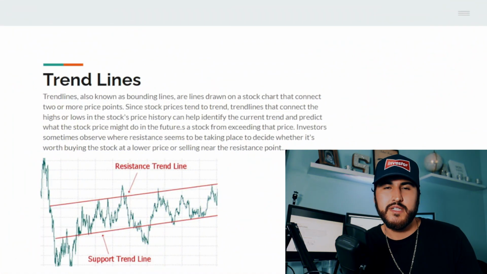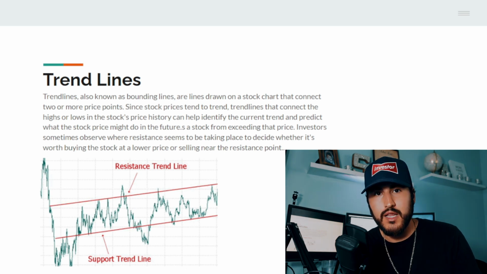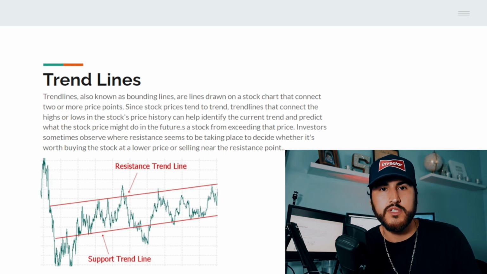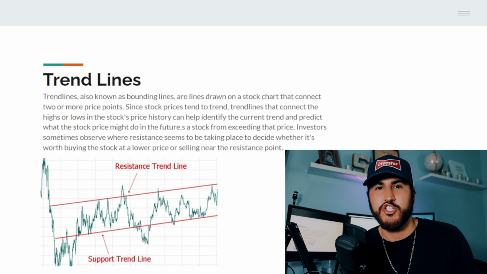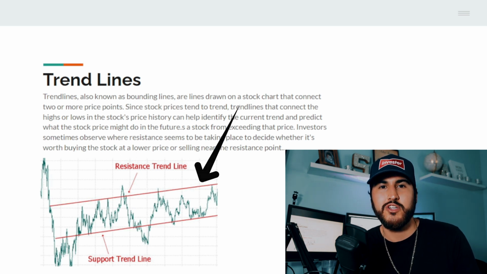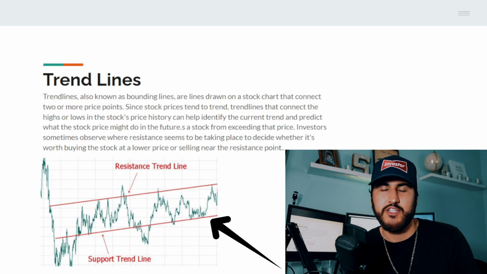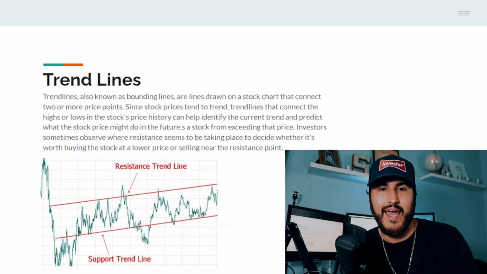Now, support and resistance are not always horizontal lines. Sometimes they can be trend lines as well. A lot of the time, they're going to be horizontal lines that you draw on the chart. But sometimes you can draw a trend line and you can have a channel. The upper portion of that channel is your resistance. The bottom portion of that channel is your support, as indicated by this photo here.